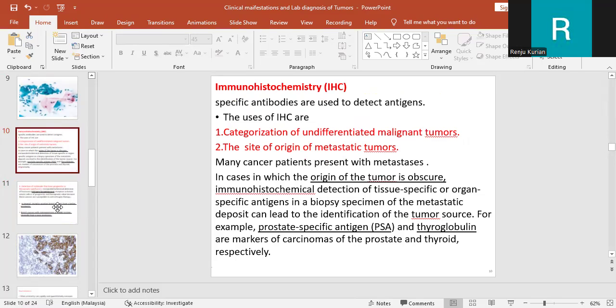Another important use is to identify the site of origin of metastasis. Many tumors spread by hematogenous route to other sites. An example is follicular carcinoma of thyroid, which metastasizes to the bone. So if a biopsy is performed from the bone and the immunohistochemical marker thyroglobulin is applied, and if it is positive, it indicates that the tumor is from thyroid. That is, a follicular carcinoma of thyroid has metastasized to the bone.